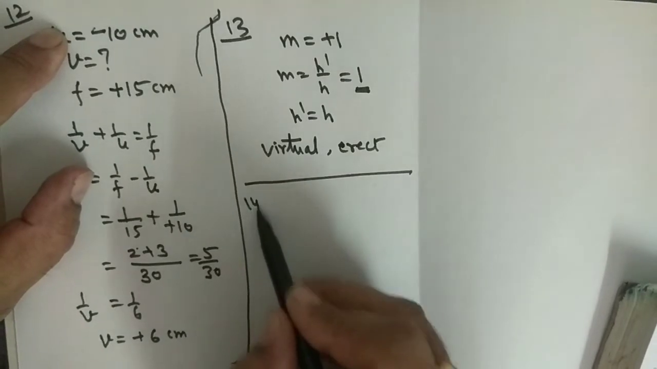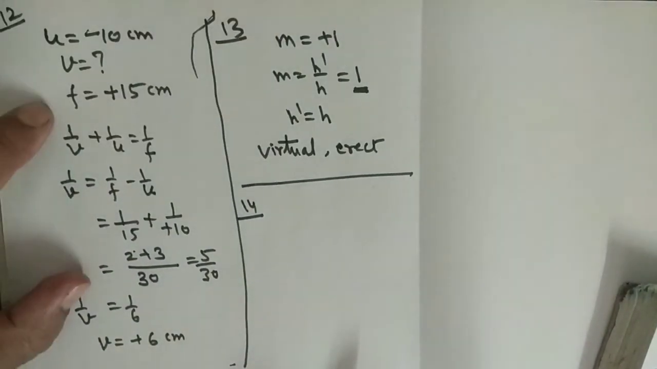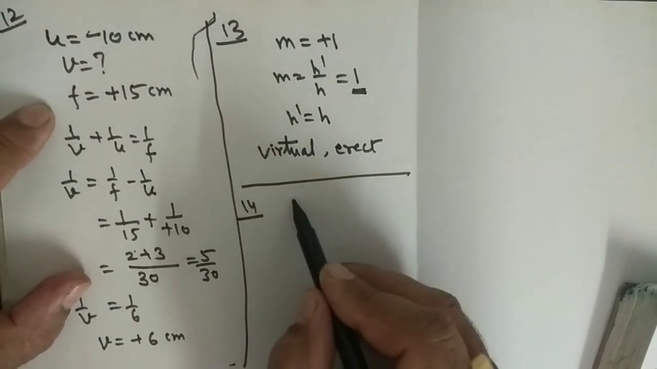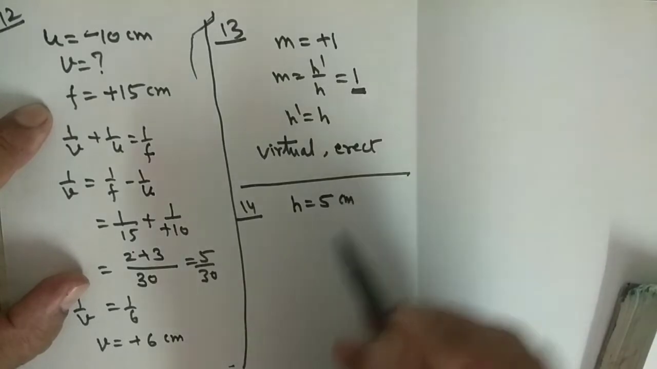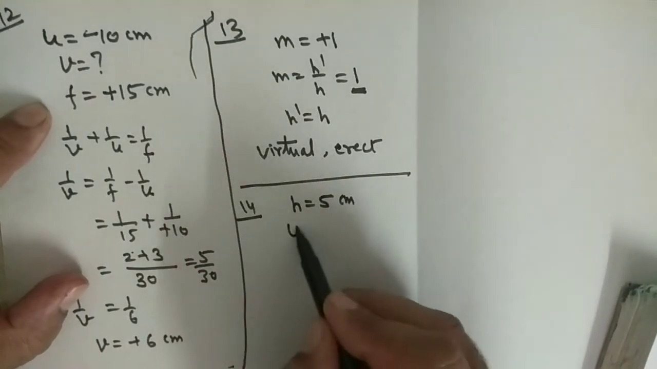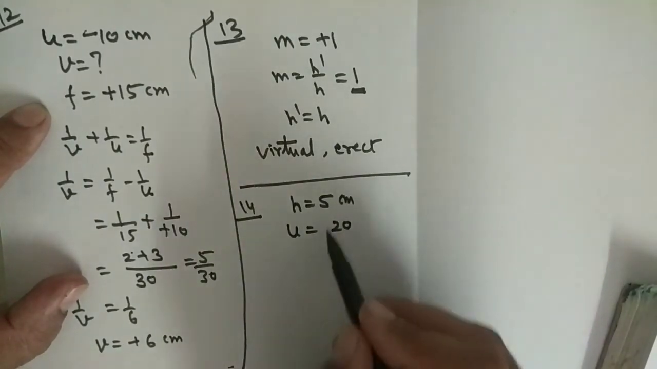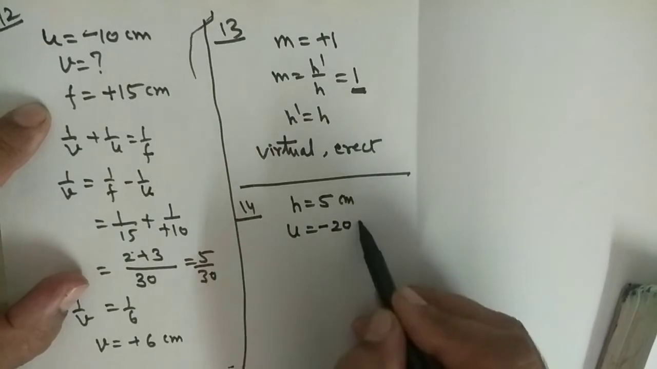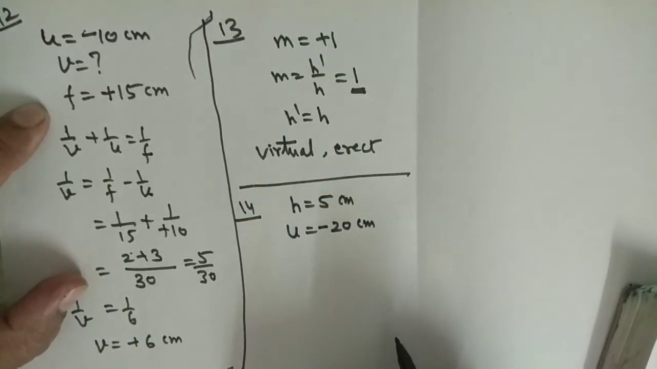Now coming to question number 14. You can see in this question, an object 5 cm in length. So here the object size is given as 5 cm and it is kept at a distance of 20 cm, meaning u is equal to 20 cm in front of a convex mirror. So take u with a minus sign. Always, u is negative according to the sign convention.